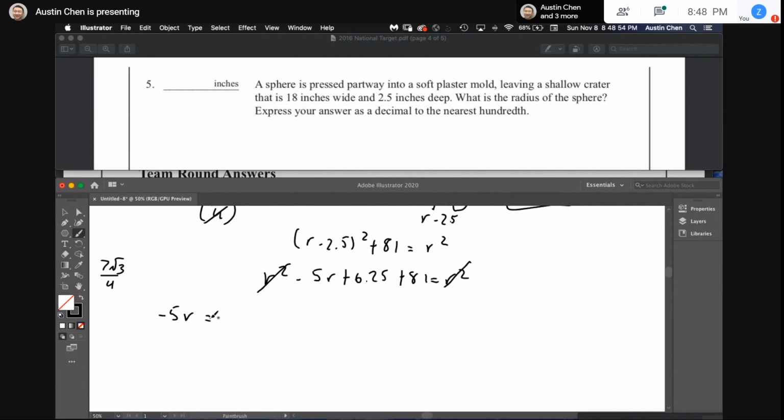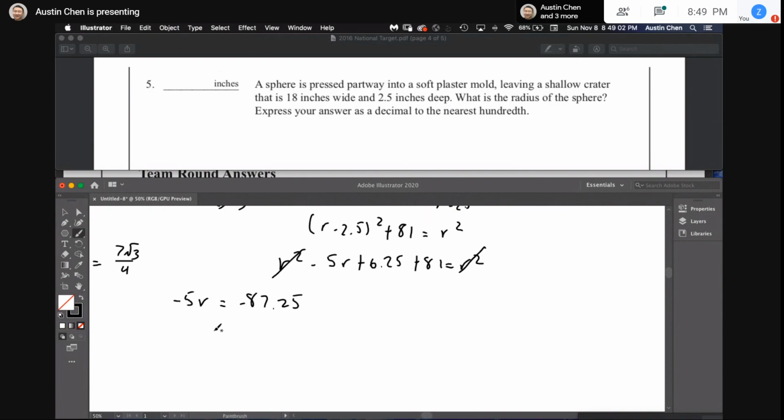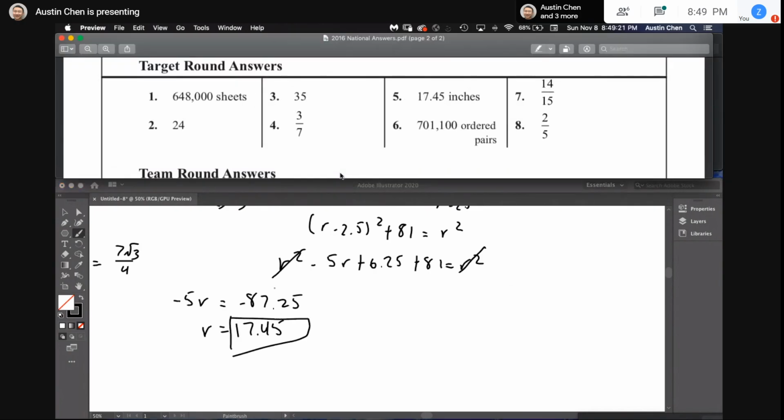So we'll have negative 5r equals negative 87.25. And then just use your calculator. r will equal 17.45, and it wants us to express our answer as a decimal to the nearest hundredth. So this should be your answer. Yeah, that's your answer, 17.45.